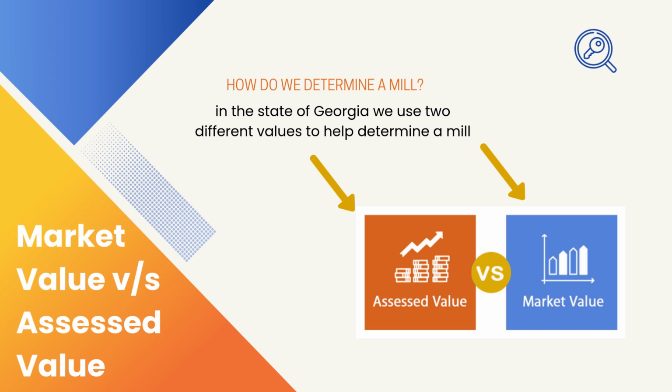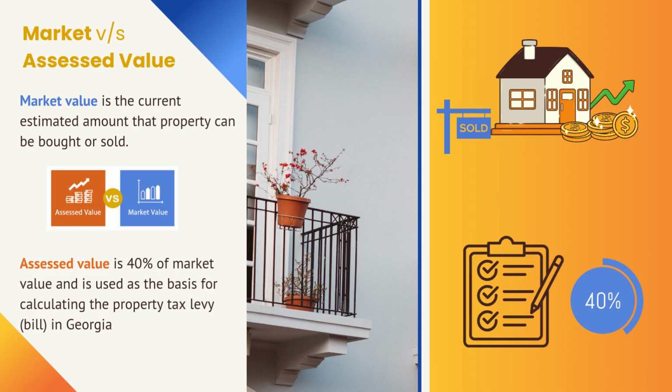Before we get to an actual property tax calculation example, I need to tell you that in the state of Georgia, we use two different values to help determine a mill. One is the market value, and the other is the assessed value. Here's the difference. Market value is the current estimated amount that property can be bought or sold. Assessed value is 40% of the market value and is used as the basis for calculating the property tax levy in Georgia.